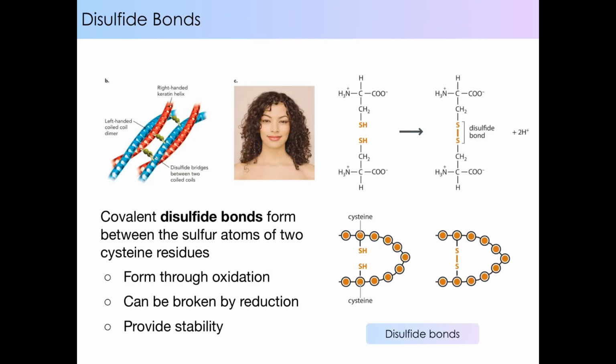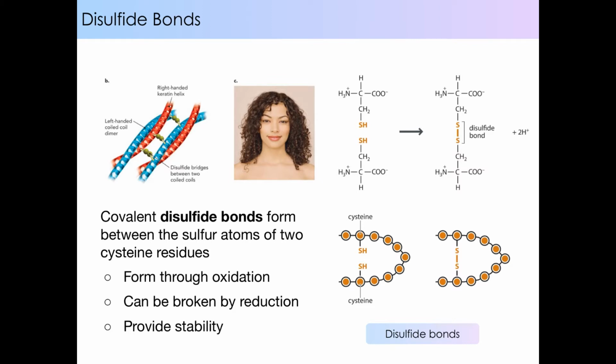Of the types of bonds involved in protein folding, the only covalent one is the disulfide bond. This bond forms through an oxidation reaction between the sulfurs of two sulfhydryl groups on cysteine residues. Since this is an oxidation, it involves the loss of electrons. And these electrons are lost as two hydrogens, so both the protons and the electrons are lost, as is often the case in cellular oxidations. Since these bonds form through oxidation, they can be broken through reduction.